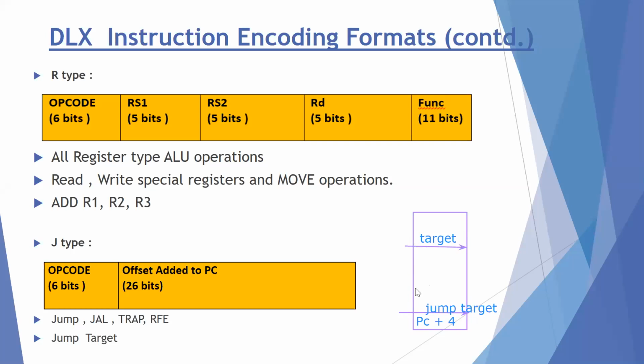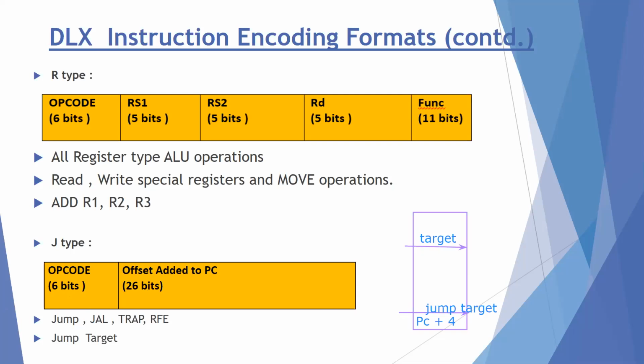Now, when we have to encode this, we follow this format. The 6-bit opcode of the jump comes here. It comes under the opcode field, and the offset: if 6 bits are gone out of 32, how much is left?